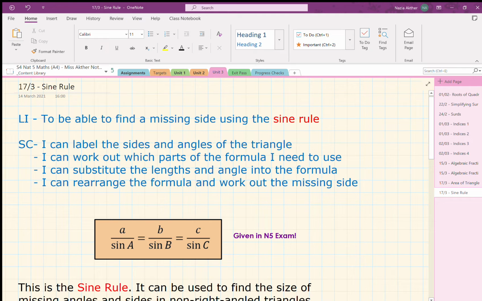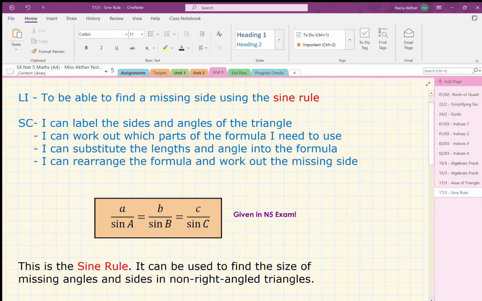Okay, so the sine rule is given by this formula here: a over sine A equals b over sine B equals c over sine C. Again, this formula is given in the exam, in the formula sheet, so you don't need to remember it, but you do need to know how and when to use it. As mentioned before, this is the sine rule. It can be used to find the size of missing angles and sides in non-right angle triangles. In this lesson, we're just going to focus on working out missing sides, and we'll look at finding missing angles in the next lesson.